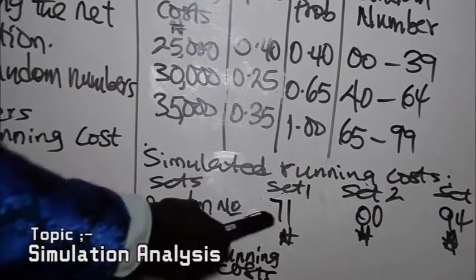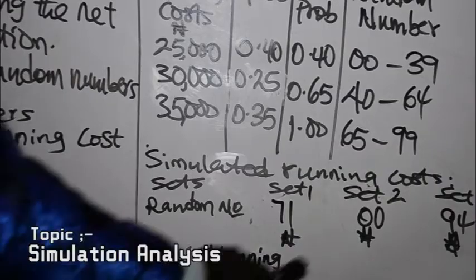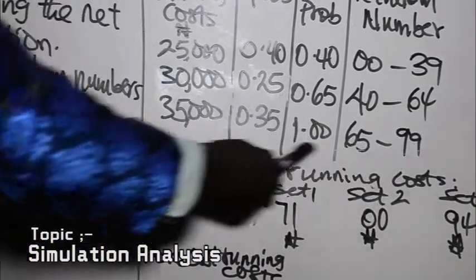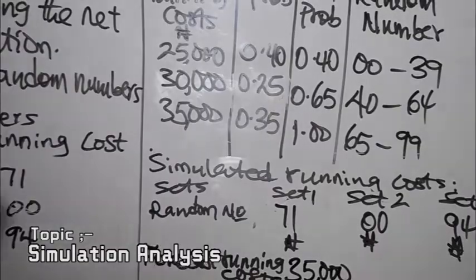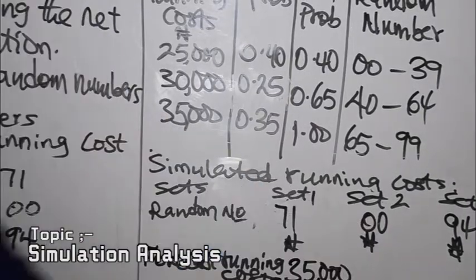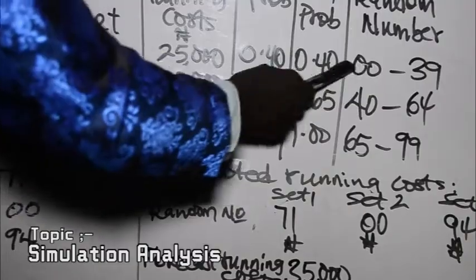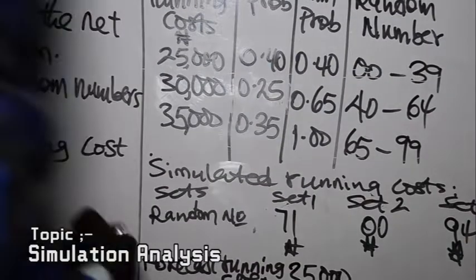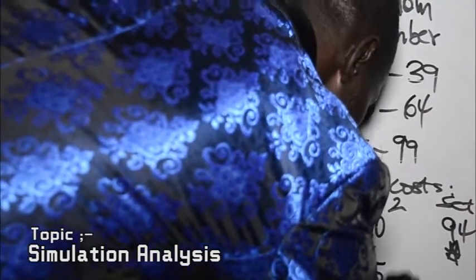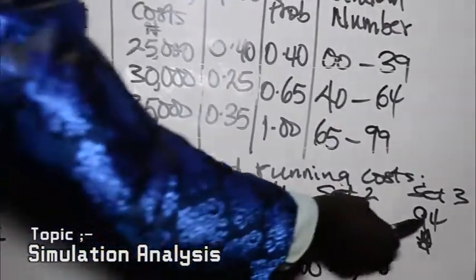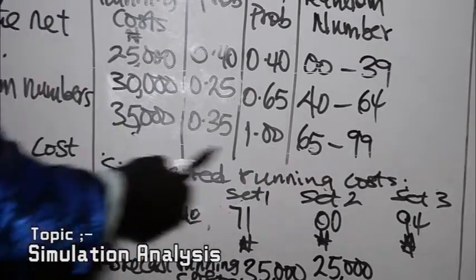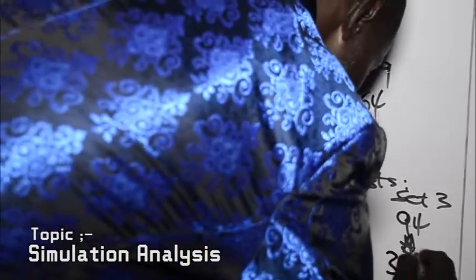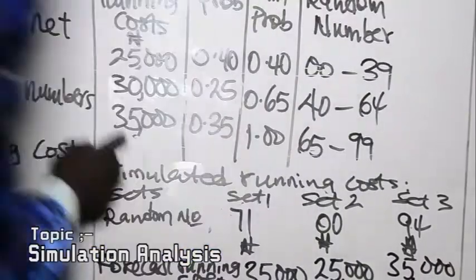The random number of 71 is feasible between 65 and 99. That means the running cost will be 35,000 naira. The random number of 00 lies between 00 and 39, so the running cost will be 25,000 naira. The last random number is 94, which also lies between 65 and 99. Therefore, the running cost will be 35,000 naira.